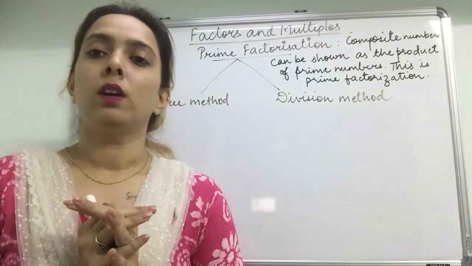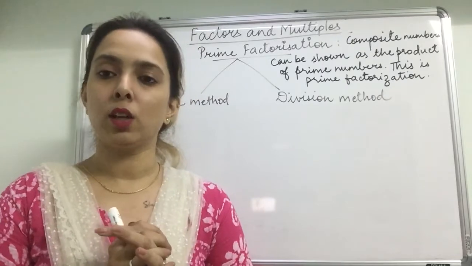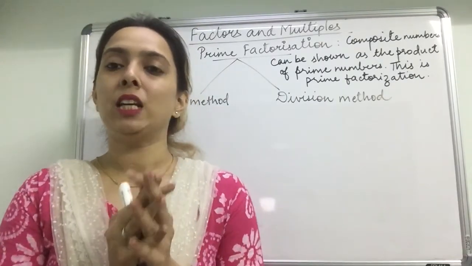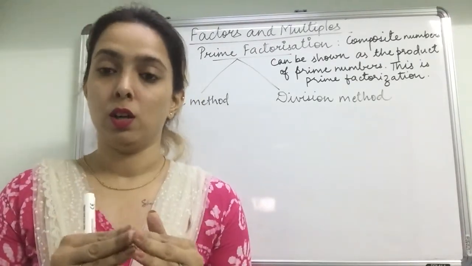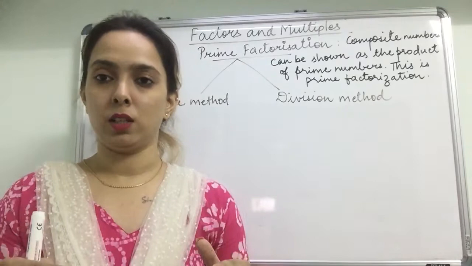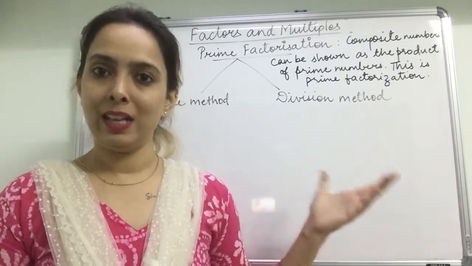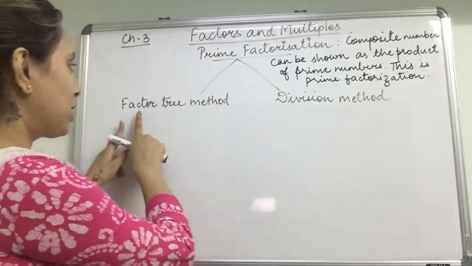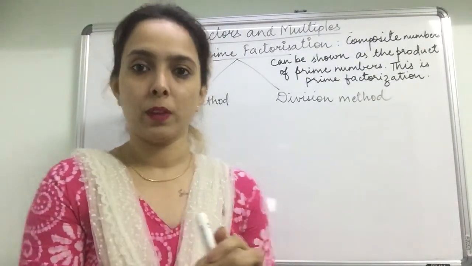Suppose we are given a composite number, let's take the composite number as 12. So we can show the product of prime factors for it to do the prime factorization for it. Let's see how we are going to do this. It has two methods. First is the factor tree method and the other is the division method.